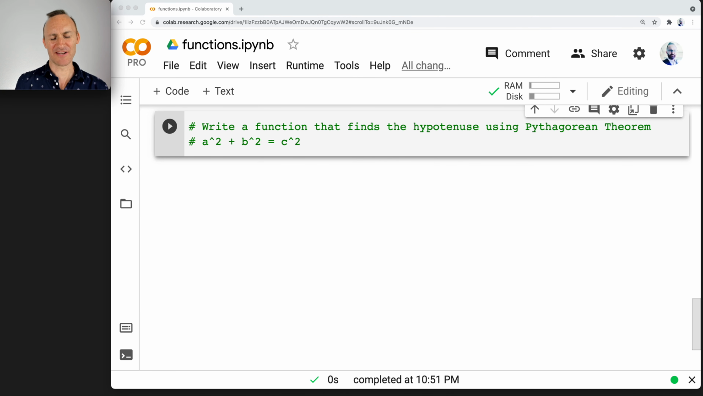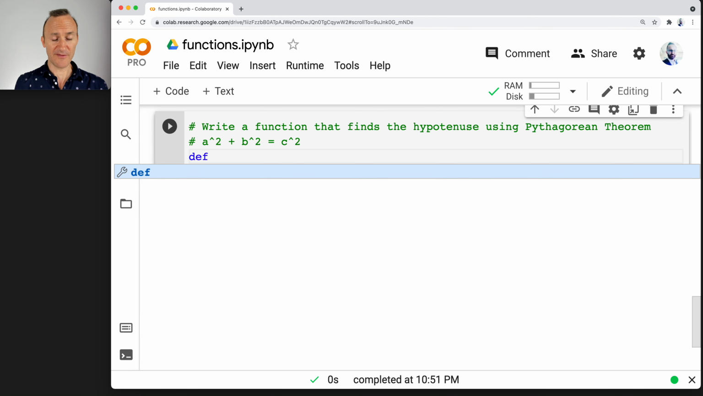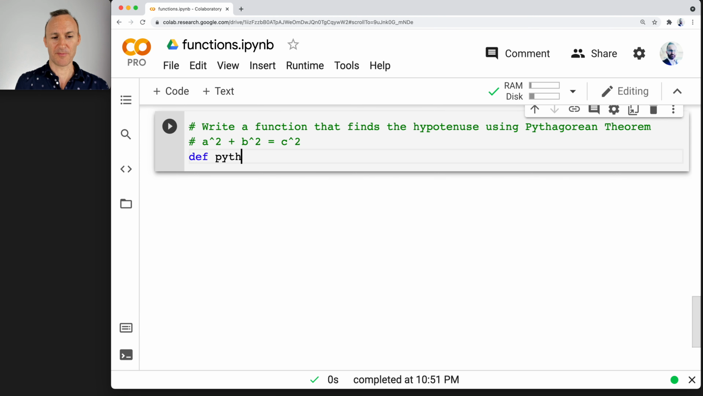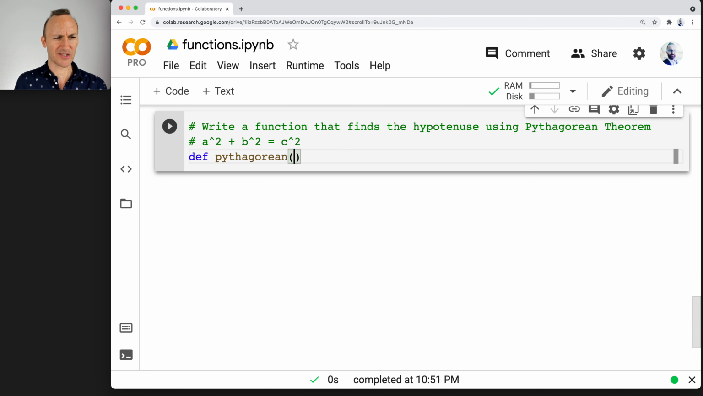Okay, I'm going to give the Pythagorean theorem a shot here. Let's see. We want to find the hypotenuse using the Pythagorean theorem. Well, to start with, def defines the function, and I'm going to call it pythagorean. You could call it something different, hypotenuse. Any name really is fine that's indicative of what it actually does.